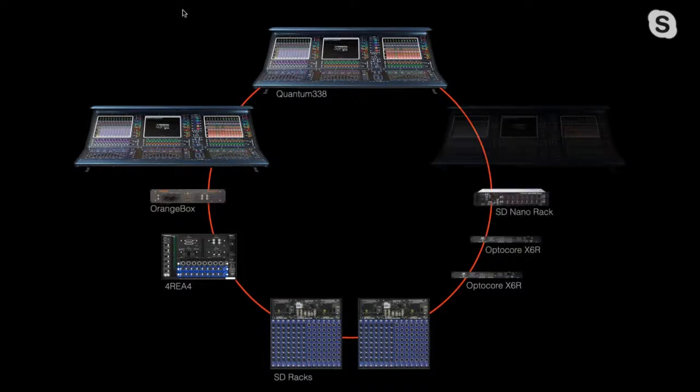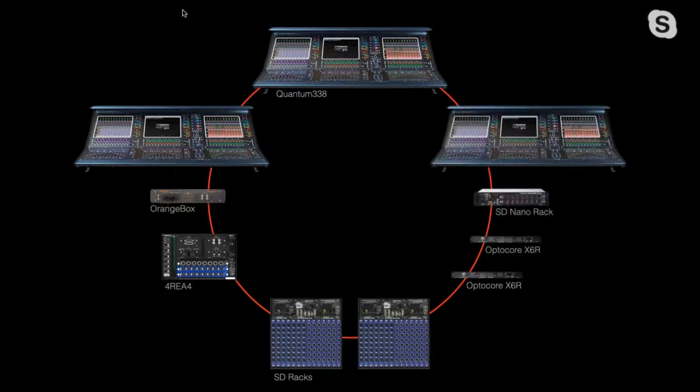So here you're going to see we added Quantum 338s, orange boxes, 4x4s, SD racks, some OptiCore devices, those are X6Rs, nano racks, and more consoles. And we just go from device to device to device to device back to the first.